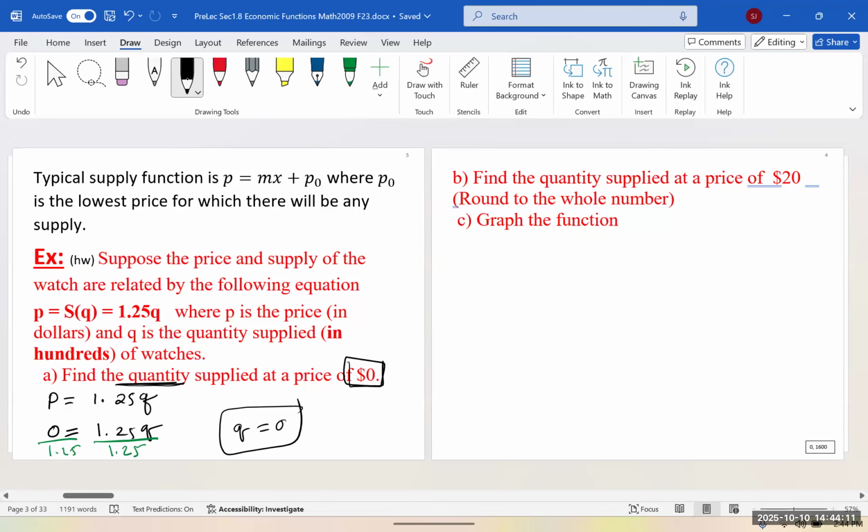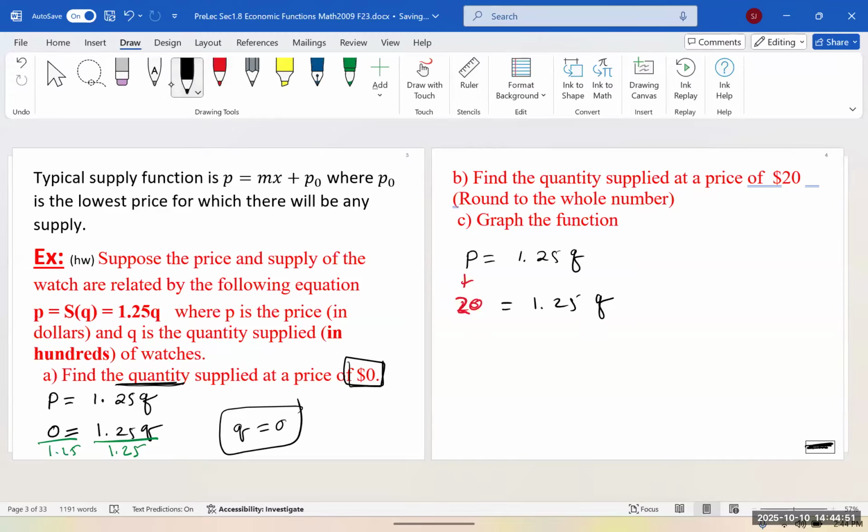The next one, find the quantity supplied at a price of $20. Now someone is telling you, hey, I'm going to give you $20. How many watches can you produce for me? So P equals 1.25 Q. What is given here, the P or the Q? P. So this P is $20, which is good. They are going to pay us $20. So how many watches are you going to produce for them?